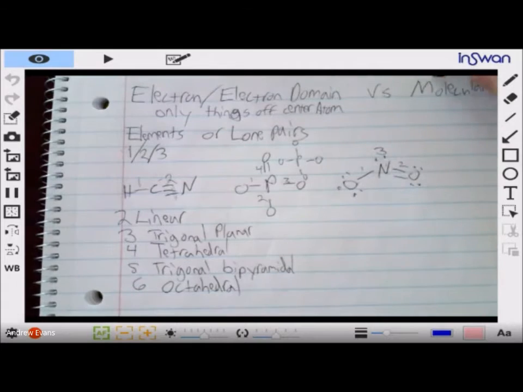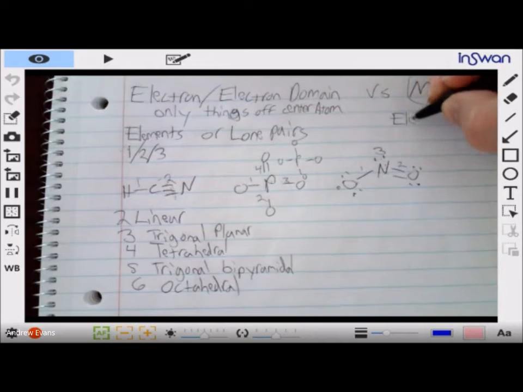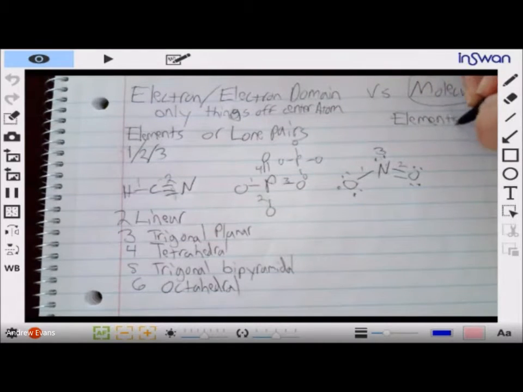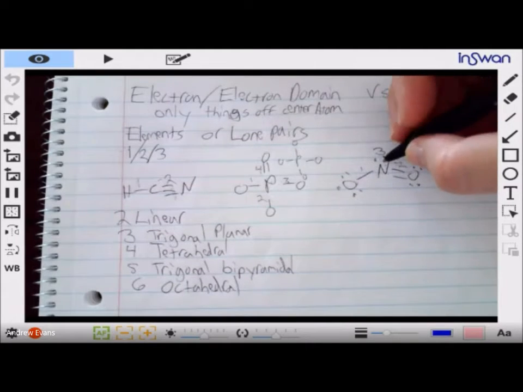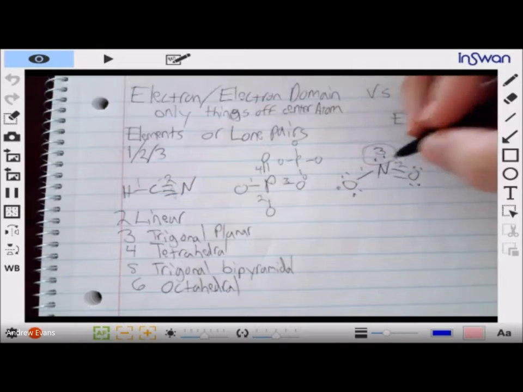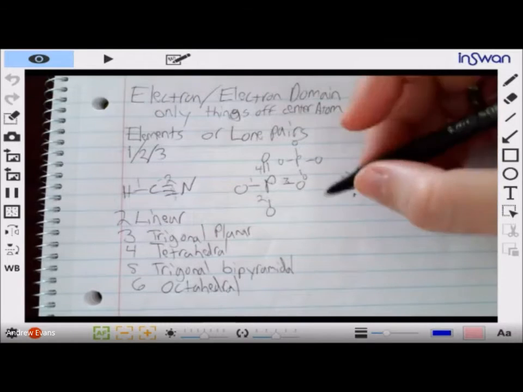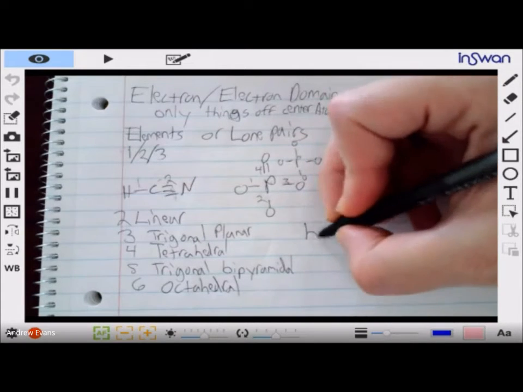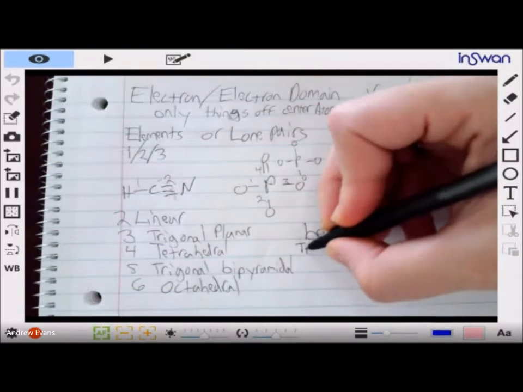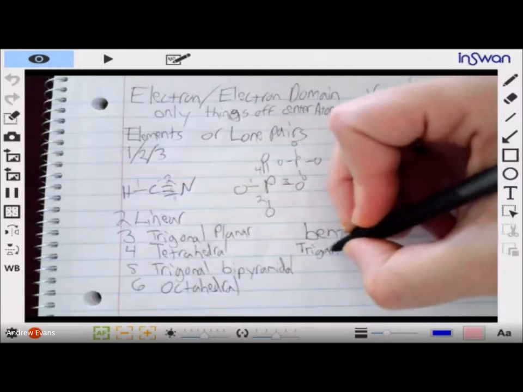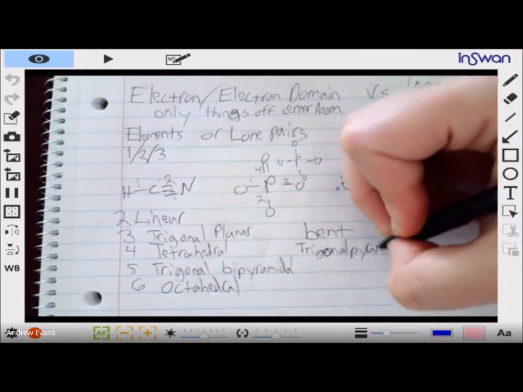Now, when it comes to molecular geometry, we look at only the elements, only the atoms coming off the center. So we'd compare elements versus lone pairs. The only one that would actually change in this structure would be NO2 because it has one lone pair. Trigonal planar goes to bent. Tetrahedral would go to trigonal pyramidal, and then bent.